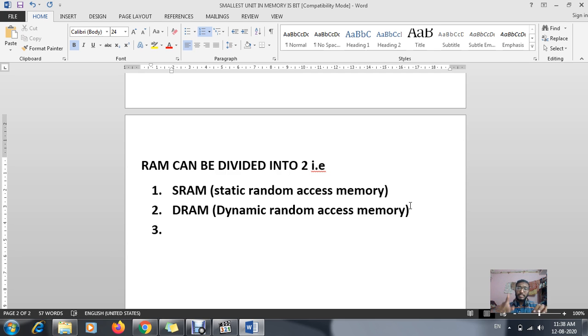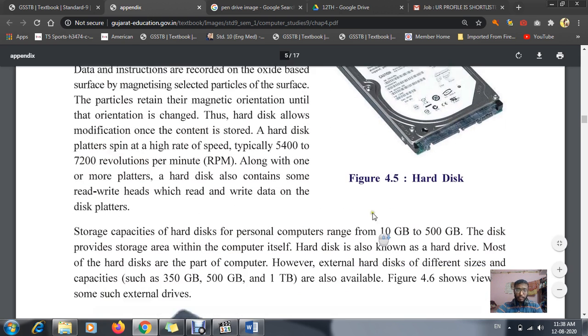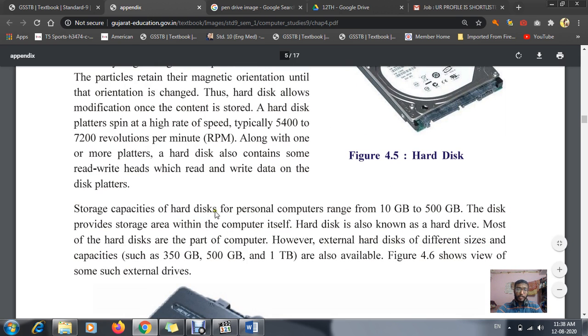Secondary memory is also known as auxiliary memory. Understood? And underline: hard disks of computers range from 10 GB to 500 GB. Just underline it, 10 GB to 500 GB.